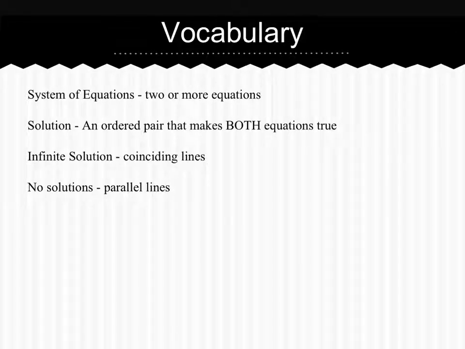This is not in your foldable, but some vocabulary that you need to know before we start today. A system of equations means two or more equations. We worked on this a little bit before the break with our parallel and coinciding lines. A solution is an ordered pair that makes both equations true. When you have infinite solutions, that means the lines are coinciding, or it's one line on top of itself. It's the same line. And no solutions will happen when there are parallel lines.